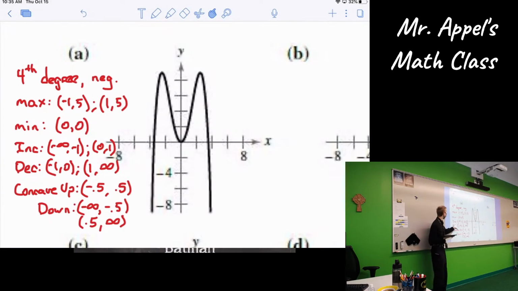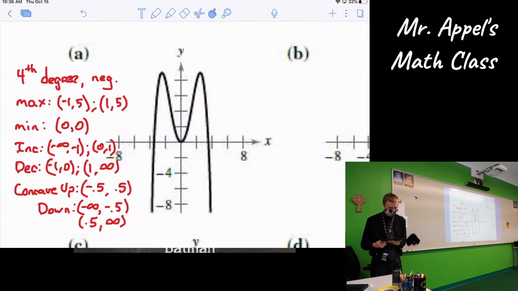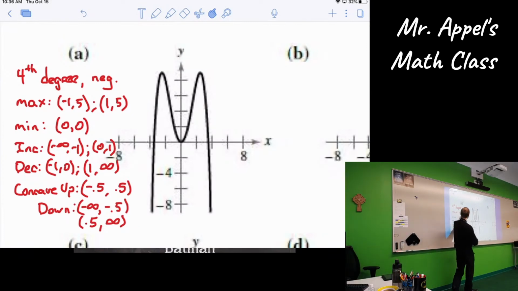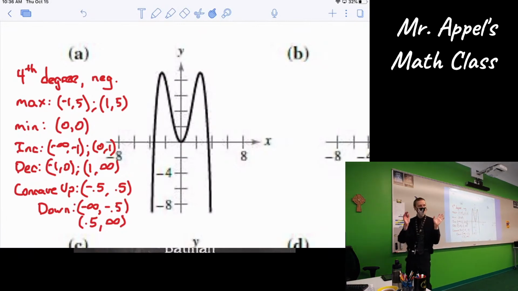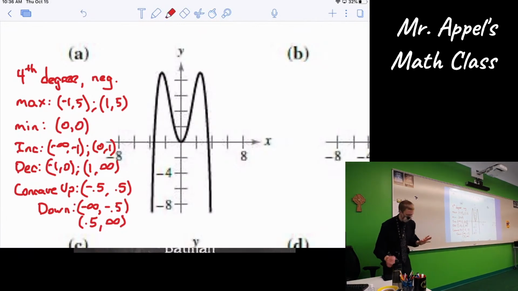Yeah. So what we've got here is the coordinates there of the maxes and min. Where is it increasing? Where is it decreasing? Again, you should be able to look at that, right? Wherever there's a max or a min, that's when it changes from one to the other. So before that maximum, it was increasing. Now it's decreasing. Now it's increasing. Now it's decreasing, right?